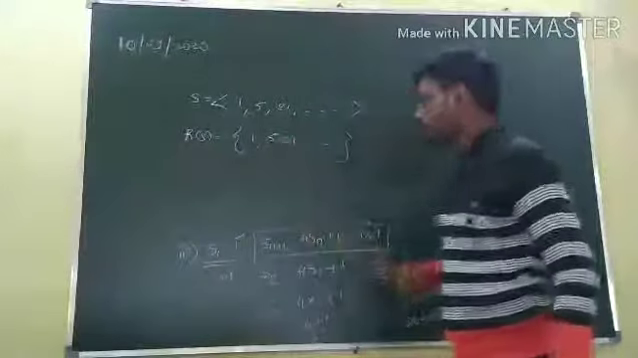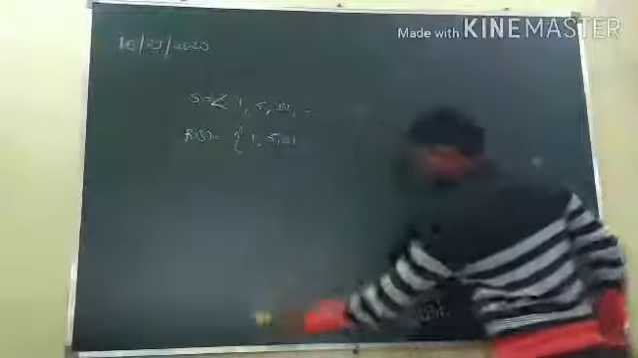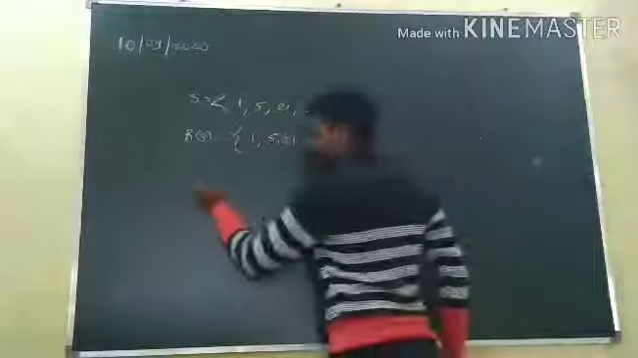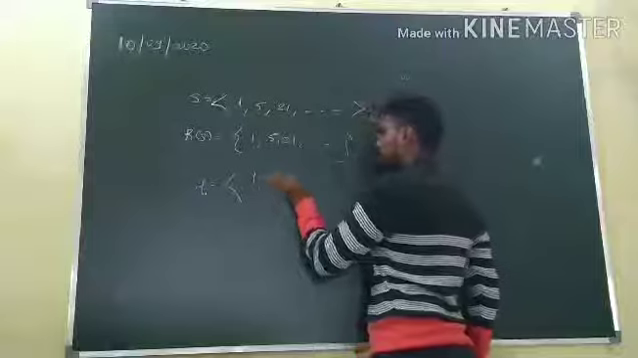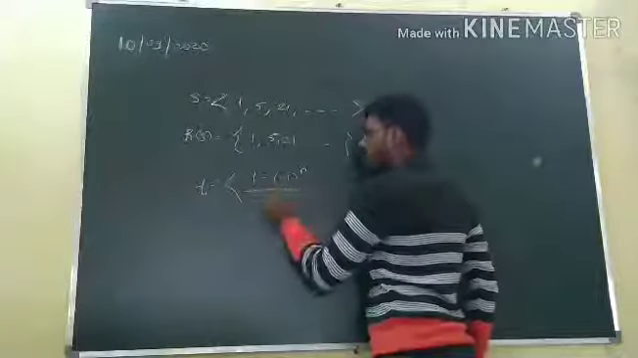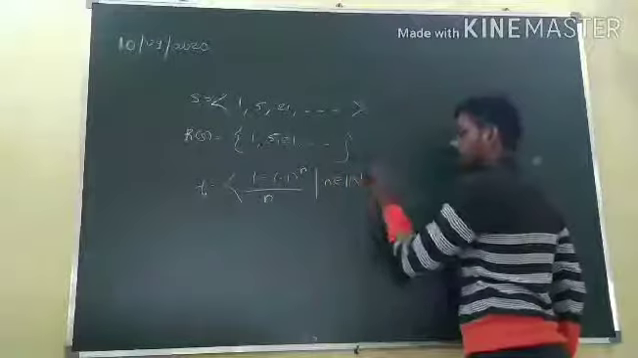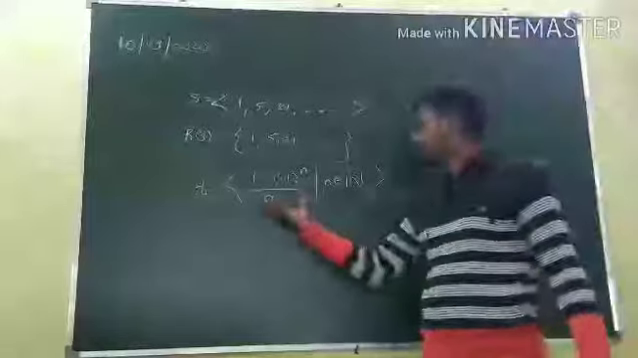Now we will see one more example of a sequence. Take the sequence t_n equal to 1 minus (-1) raised to power n upon n, such that n belongs to the natural numbers. This is the sequence. We have to list the elements in this sequence.